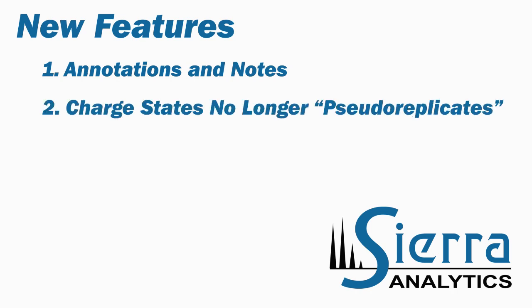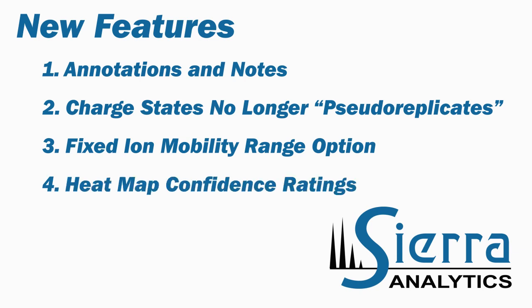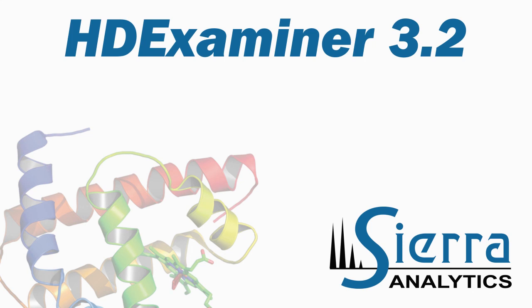So to recap the new features, we have heat map annotations and notes that you can put at various places in your project. We have the fact that charge states are no longer treated as pseudo-replicates. There's the fixed ion mobility option, where you can tell the software to not optimize the ion mobility range for each result. And there's the heat map confidence ratings. So that's what's new in HDExaminer 3.2.